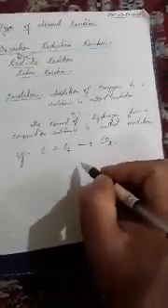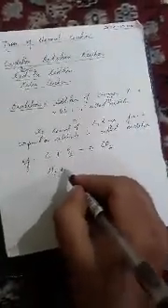For example, if we take an example of oxidation, carbon plus oxygen gives CO2. It is an oxidation reaction. Hydrogen plus oxygen gives water. This is an example of oxidation reaction.